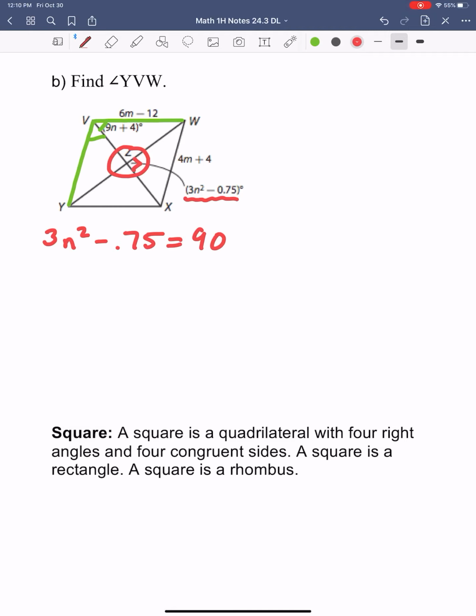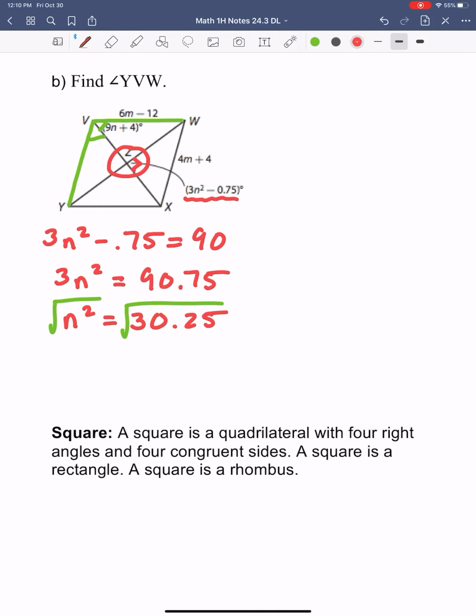So I'm going to add 0.75, so I get 3n squared equals 90.75. Okay, and then I'll go ahead and divide by 3, so I get n squared equals 30.25. And then again, to get rid of the squared, we're going to do the square root. And so I end up with n equals the square root of 30.25, which gives me 5.5 for n.